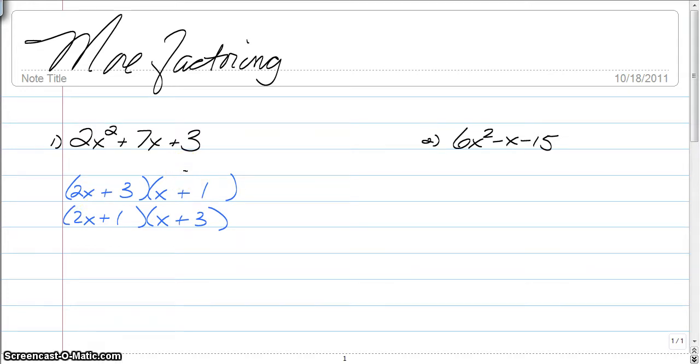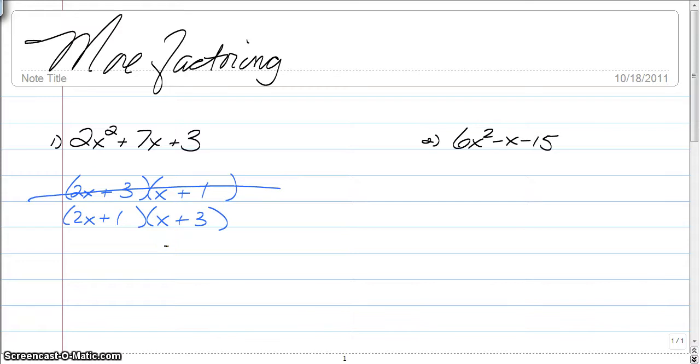So then you just have to kind of FOIL in your head. 3 times x is 3x, 2x times 1 is 2x, so that's 5x, so it's not that one. 2x times 3 is 6x, 1 and x is another x, so 6x and 1x is 7x, which is what we're trying to get. Here you go. This is the way that you would do it.